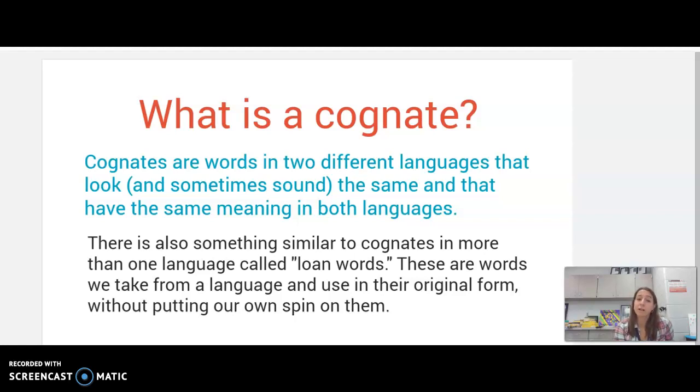Another really related concept to cognates is the idea of loan words. Loan words are words that come from one language and they're just kind of dropped into another language and used in the same way as they were in the original language. However, the words don't change at all. So you're going to see some examples of those as well.